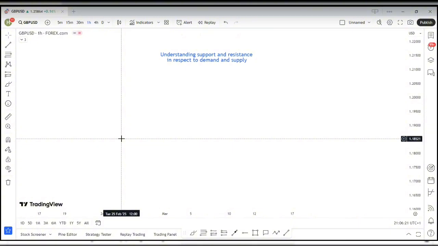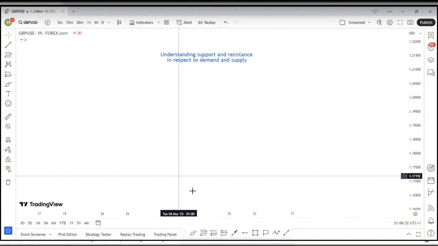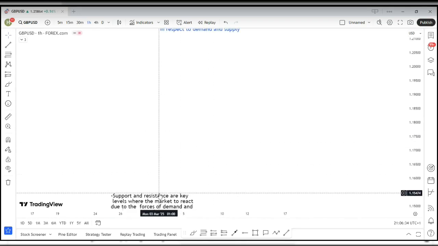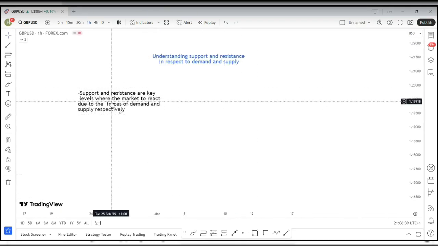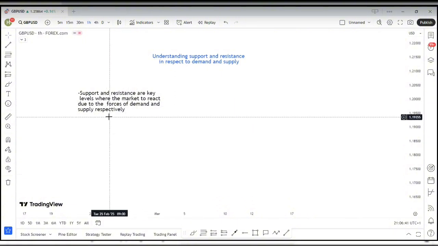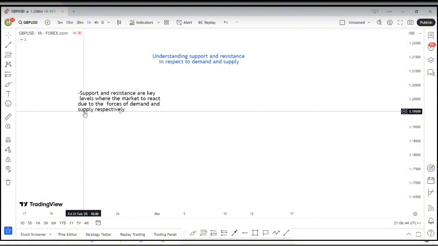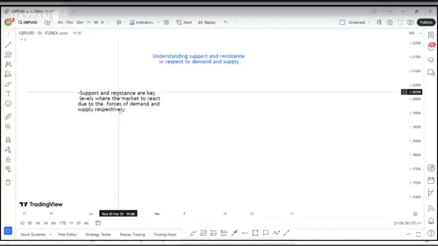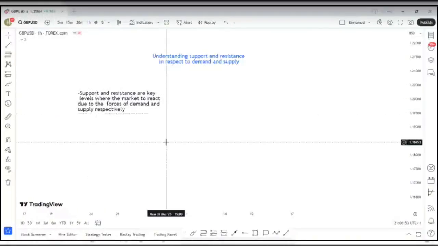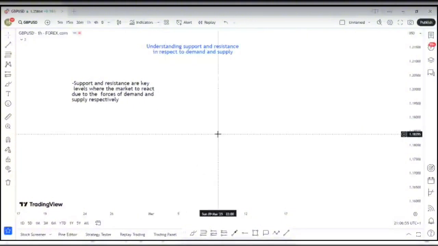We say support is the same as demand zone, and resistance is the same as supply zone. So understanding demand and supply first. I have this here: support and resistance are key levels where price reacts from due to the force of demand and supply, respectively. Support is the same as demand, while resistance is the same as supply. So you can write it down.